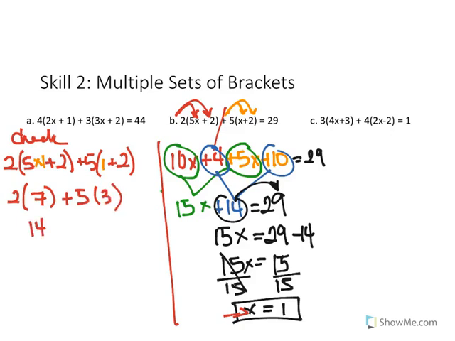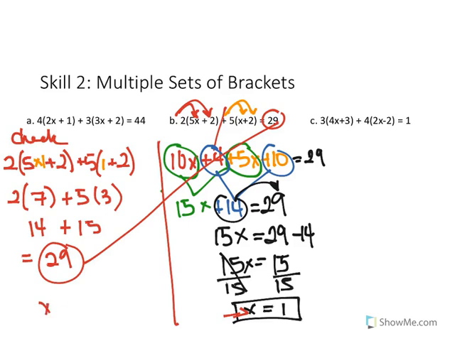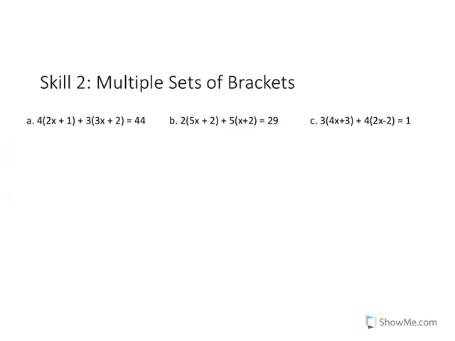2 times 7 is 14. 5 times 3 is 15. 14 plus 15 together makes 29. And yes, 29 and 29, they match. Therefore, x is 1. This is correct. If this value right here was not 29, then you've probably done something wrong with x. Moving on to C.